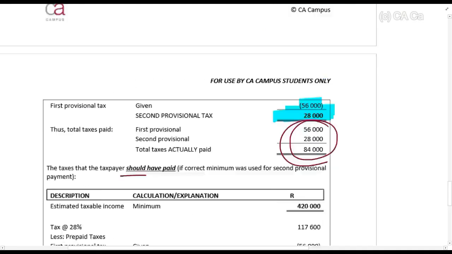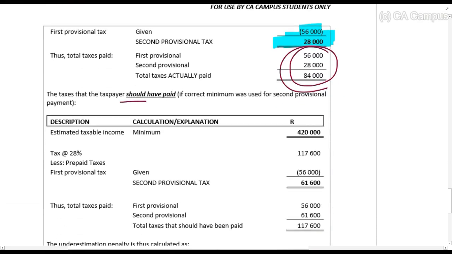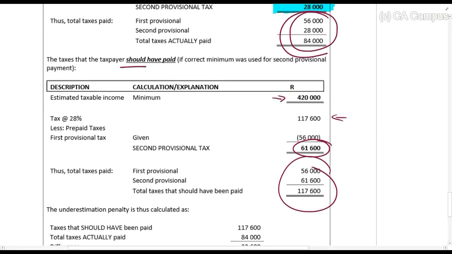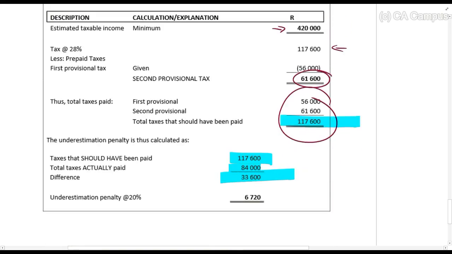What is the tax that they should have paid? They should not have based it on 300,000 rands like they did, they should have based it on 420 at least, or more than that. So, this is what the second provisional would have been. So this is the total tax they should have paid. So now you compare 84,000 and 117,600. The difference is 33,600 times 20%. That is your underestimation penalty.